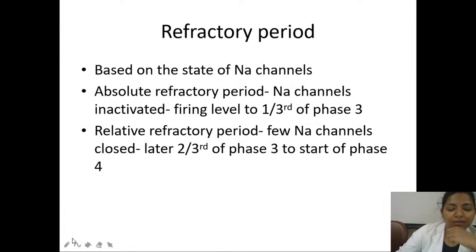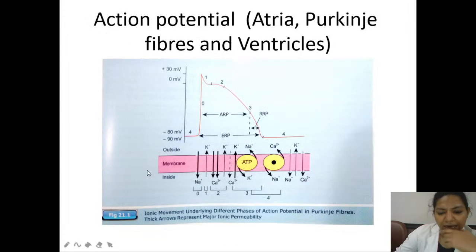Now let's talk about the refractory period. This refractory period basically depends upon the state of the sodium channels. See, if you have a look at this slide, you have to understand that this is the absolute refractory period, which is also known as the effective refractory period. Absolute refractory period and relative refractory period are the parts of the effective refractory period. Now this refractory period basically depends upon the state of the sodium channels, right?